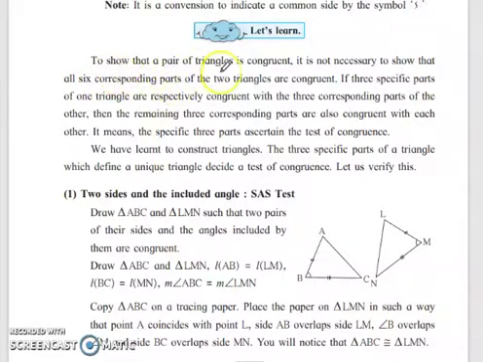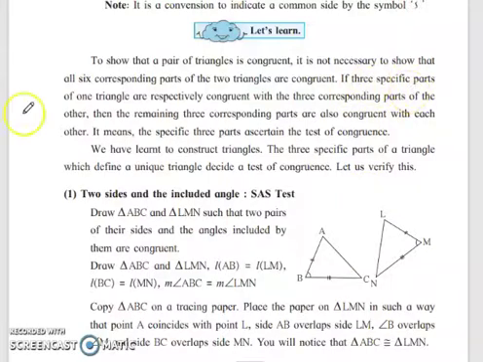To show that a pair of triangles is congruent, it is necessary to show that all 6 corresponding parts of the two triangles are congruent. Means if we want to show that these two triangles are congruent, it is not necessary that we have to show that all the 6 parts are congruent. Means all the 3 angles of this triangle and all the 3 angles of this triangle are congruent, and all the 3 sides of the first triangle and the 3 sides of the second triangle are congruent. It is necessary to show that all the 6 parts are congruent to each other.